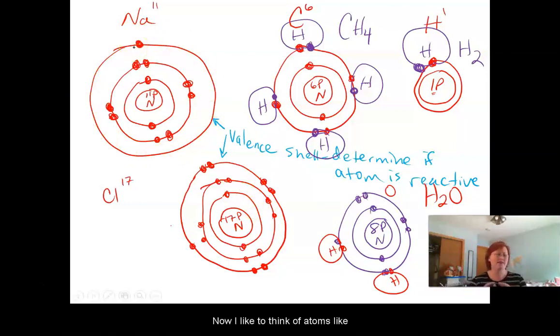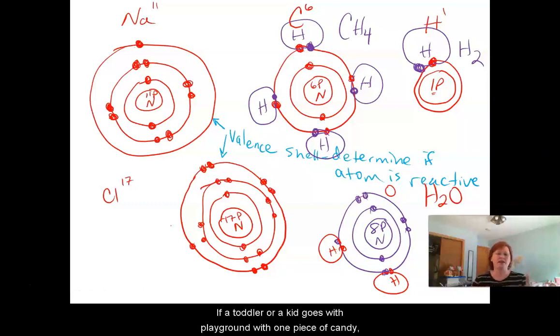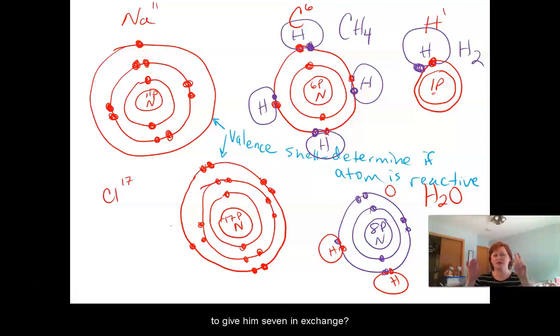Now I like to think of atoms like toddlers at a playground, all right? If a kid goes to a playground with 1 piece of candy, what are the chances that if he offers to share that 1 piece of candy with somebody else, they're going to give him 7 in exchange? That's not going to happen. Now, I have 2 kids, so I can vouch for the fact that one of the most important things to them growing up is always fairness. Everything needs to be fair. If you give me 1 piece of candy, I'm going to give you 1 piece of candy in return.